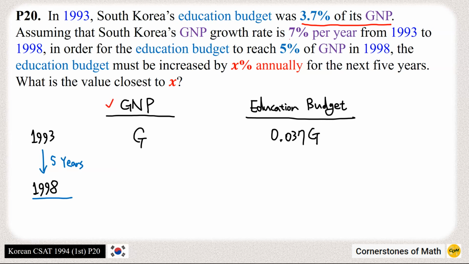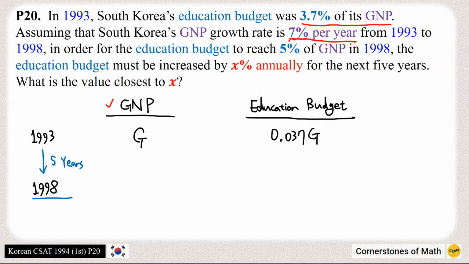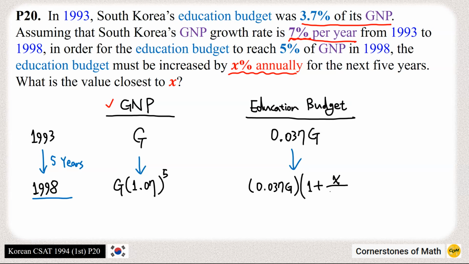And now let's take a look at 5 years later, the year 1998. GNP is expected to grow 7% every year. Yeah, good luck with that. But still, assuming that GNP grows 7% annually, then after 5 years, GNP will be G times 1.07 to the power of 5. Similarly, for the education budget, if South Korea increases the education budget X% every year, the education budget will be 0.037 G, the education budget in 1993, times now 1 plus X over 100 raised to the power of 5.